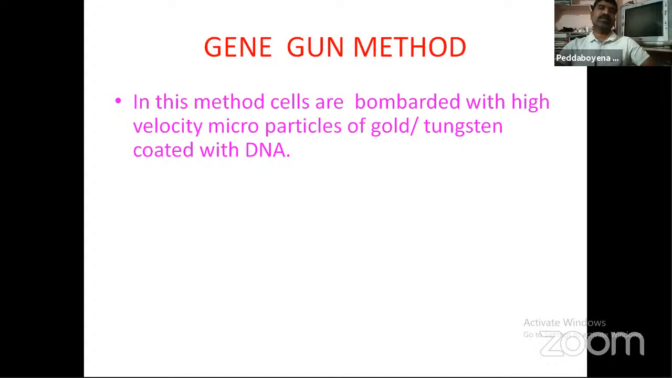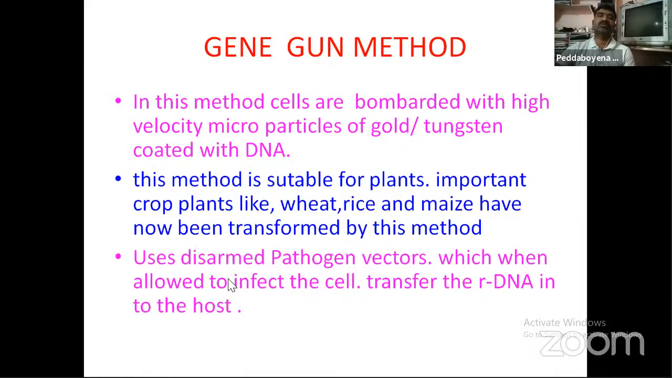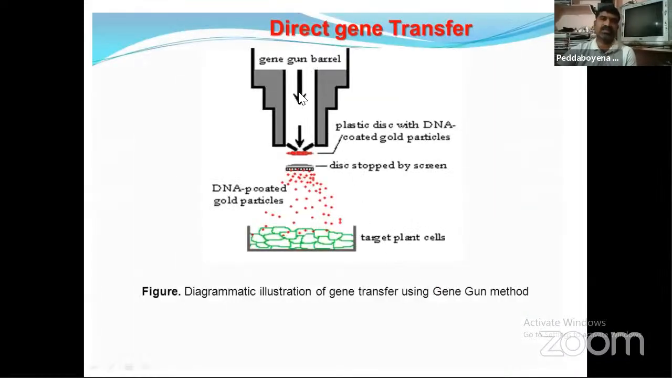So, gene gun method. In this method, cells are bombarded with high velocity microparticles of gold or tungsten coated with DNA. This method is suitable for plants. Important crop plants like wheat, rice, and maize have now been transformed by this method. Pathogen vectors, when allowed to infect the cells, transfer the rDNA into the host. So here you are observing the gene gun method.